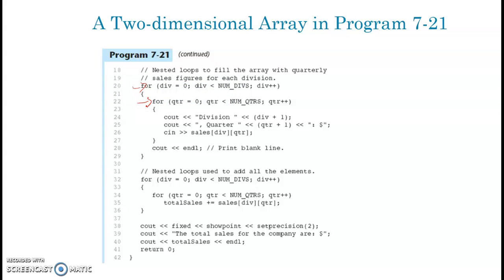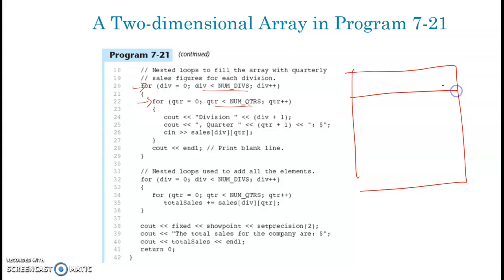Nested loops are used all the time with two-dimensional arrays since I have to control both the rows and the columns. So in this one, the divisions are going to be stored by row, and then each quarter is going to be representative of each of the columns. So division 1 will be stored here at index 0. Division 2 is going to be stored at index 1, and so on.